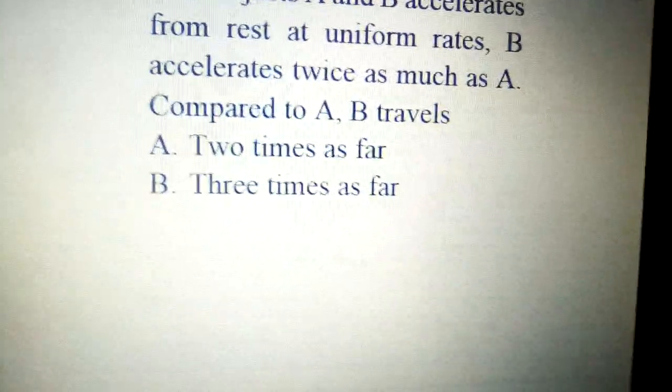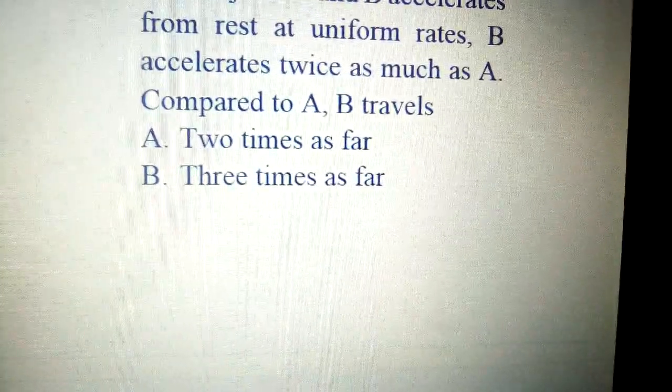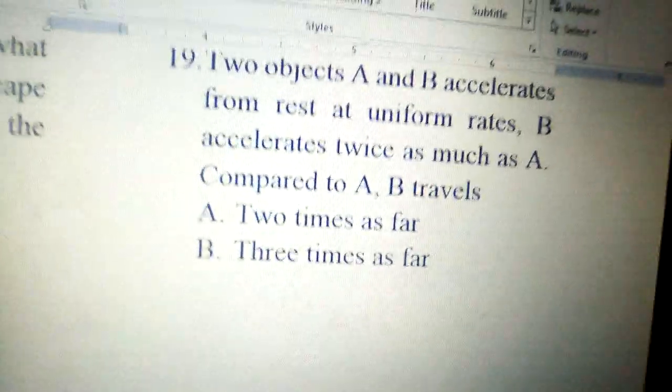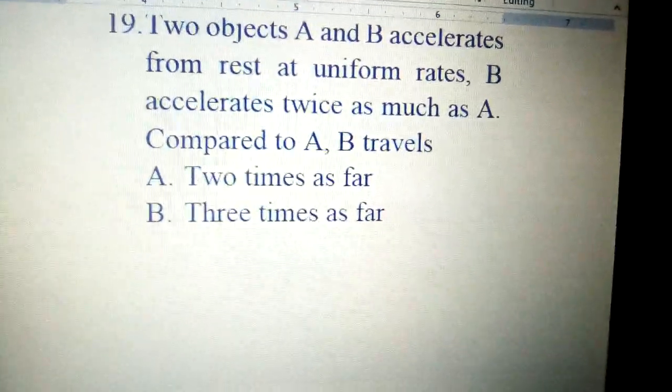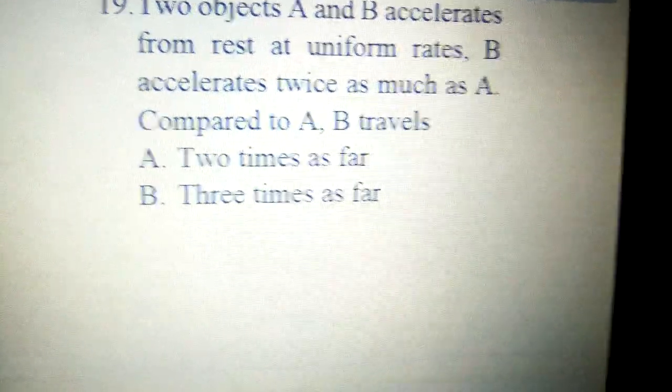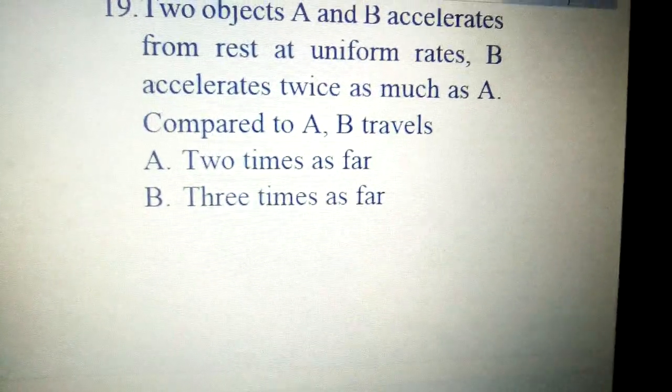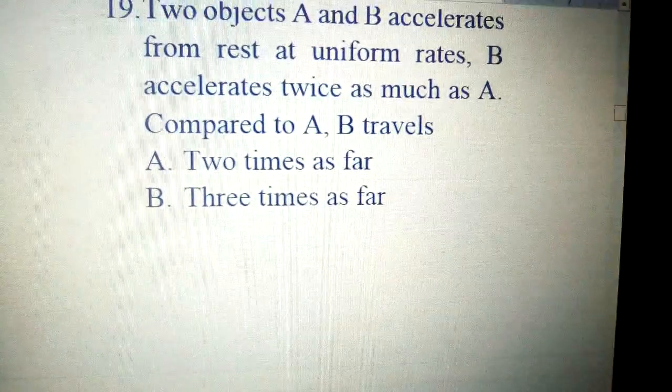You can prove it using the uniform acceleration equation S equals ut plus half at squared. Substitute the actual values, taking u as 0. So you find out that B travels twice as far as A.